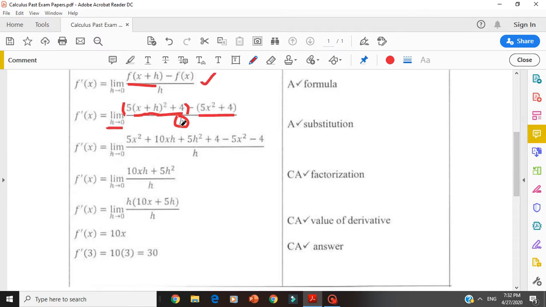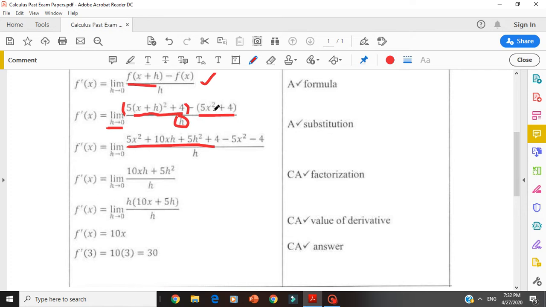So 5 into, okay, x into x is x squared, x into h is hx, h into x is hx, and h into h is h squared. And if I multiply the 5 in, that all simplifies to 5x squared plus 10xh plus 5h squared. And there's the plus 4 as well.